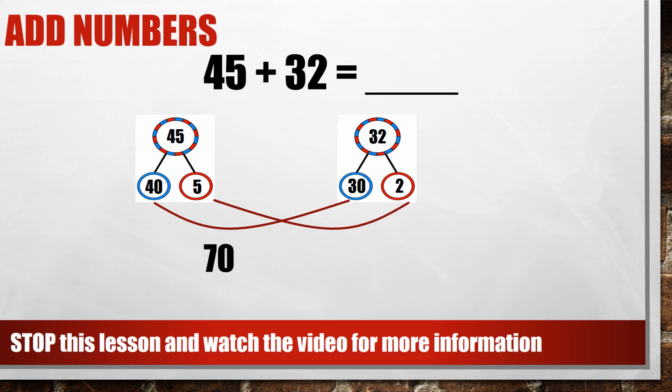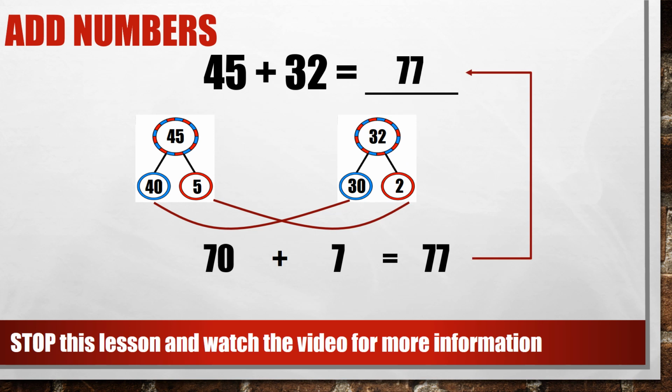Now we're going to add the units. 5 plus 2. What's 5 plus 2? That's right, it's 7. So when we put these two numbers together, 70 plus 7, we get 77. And that is the answer to our equation.